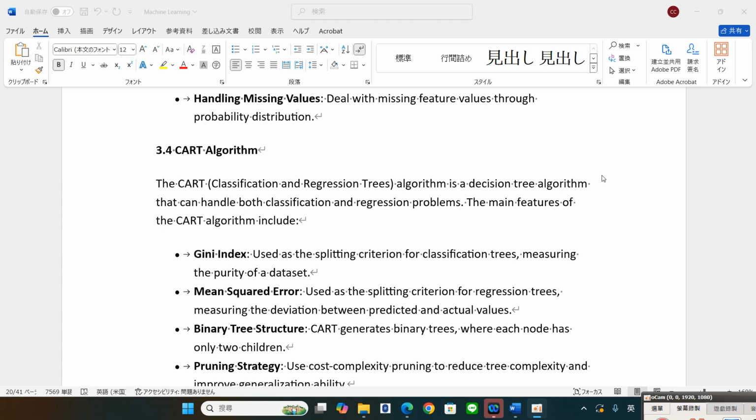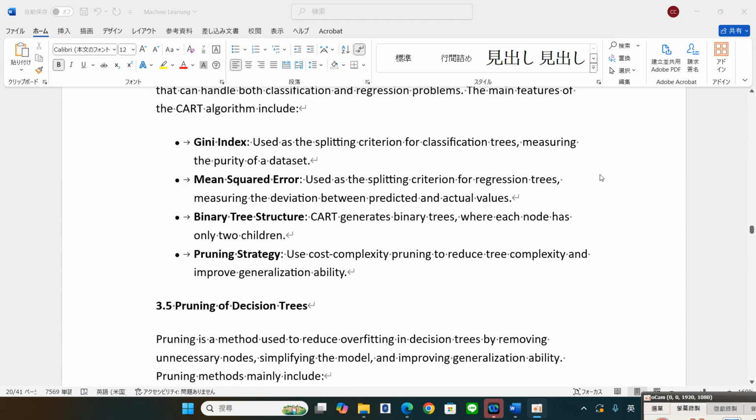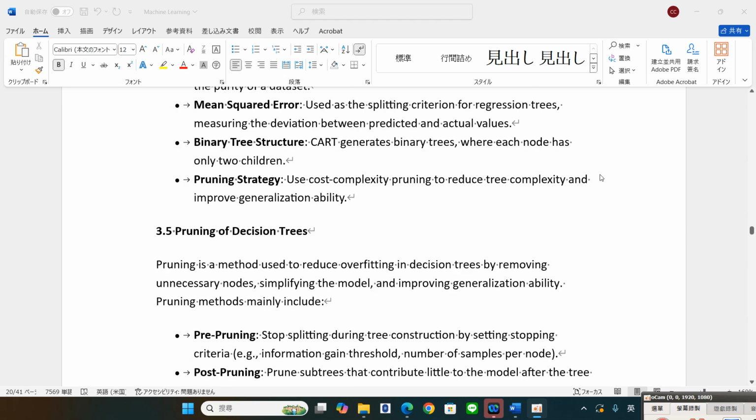Binary tree structure: CART generates binary trees, where each node has only two children. Pruning strategy: use cost complexity pruning to reduce tree complexity and improve generalization ability.